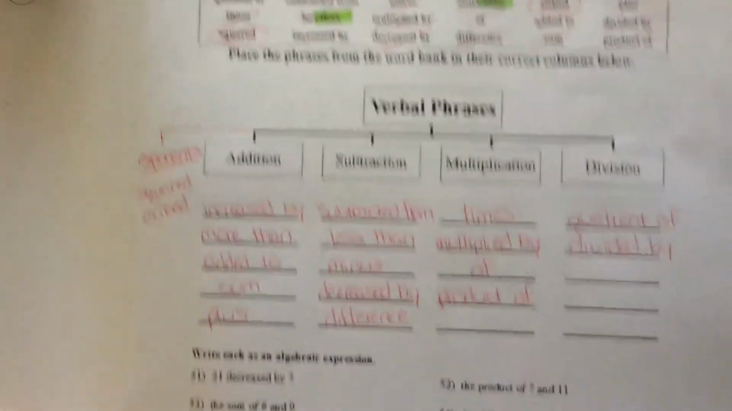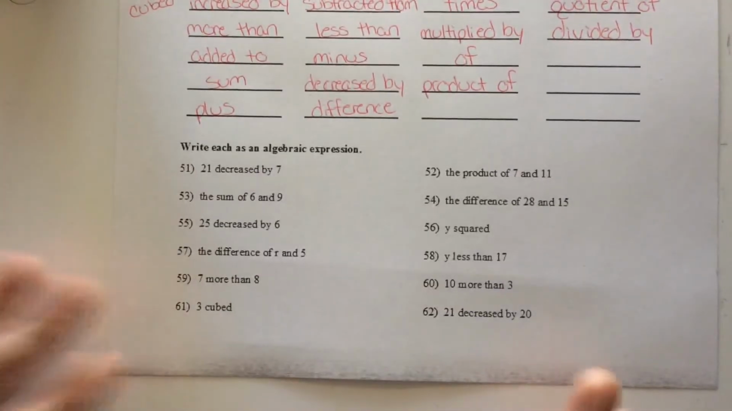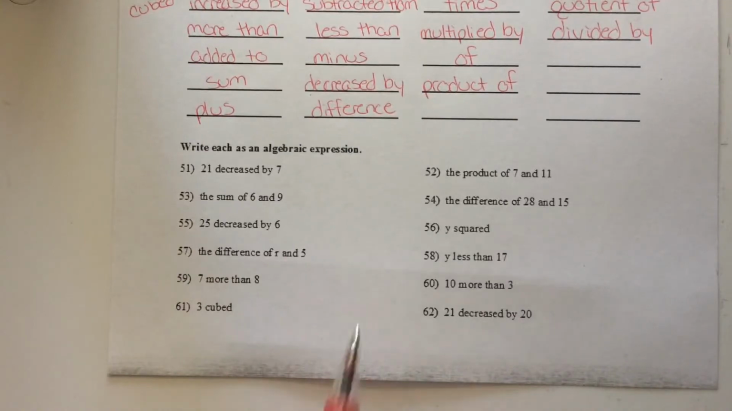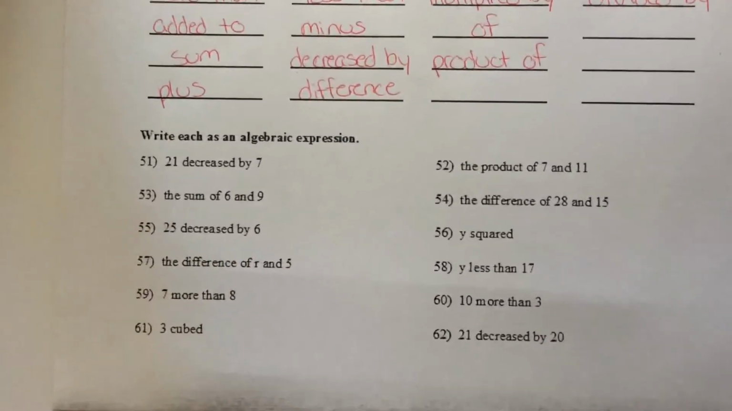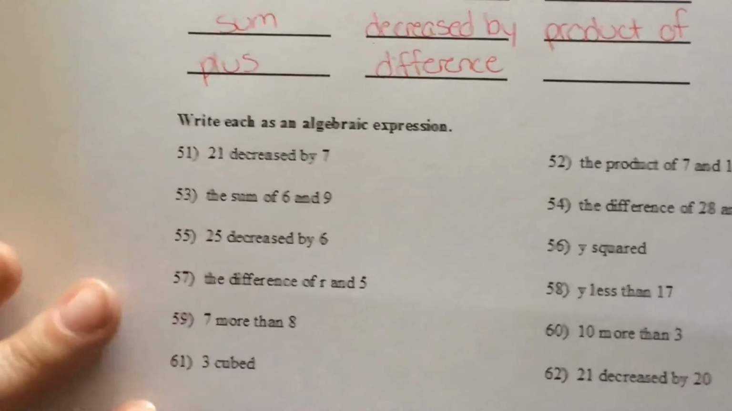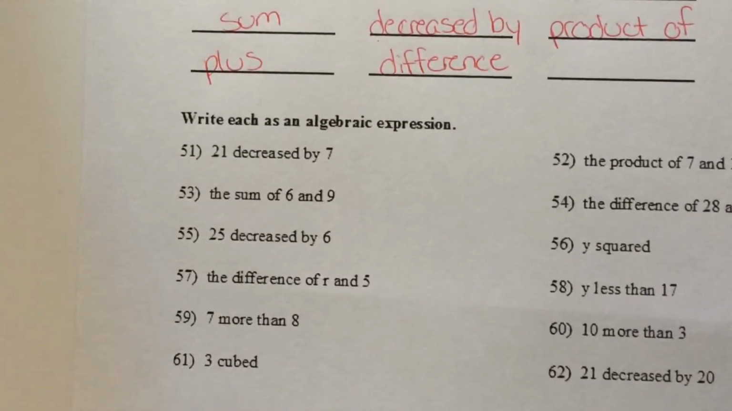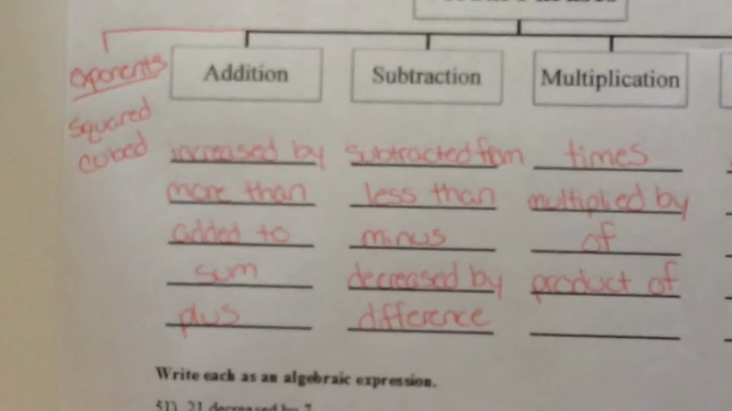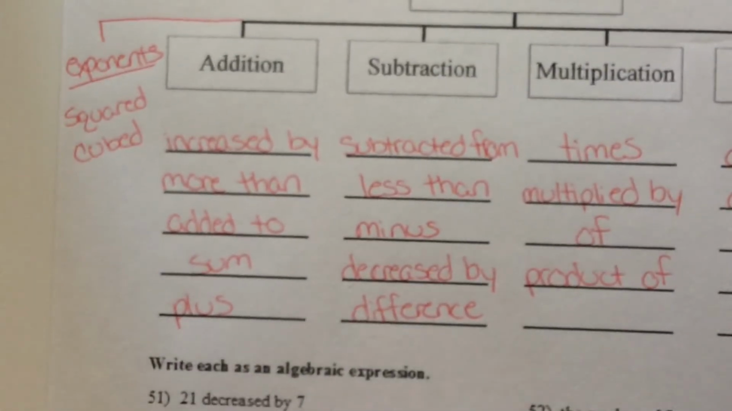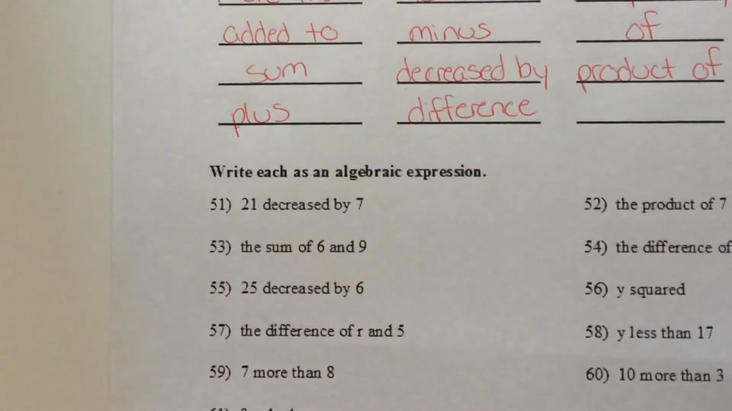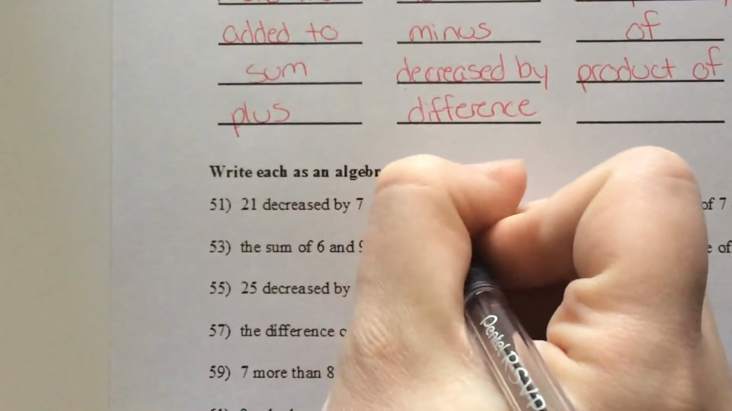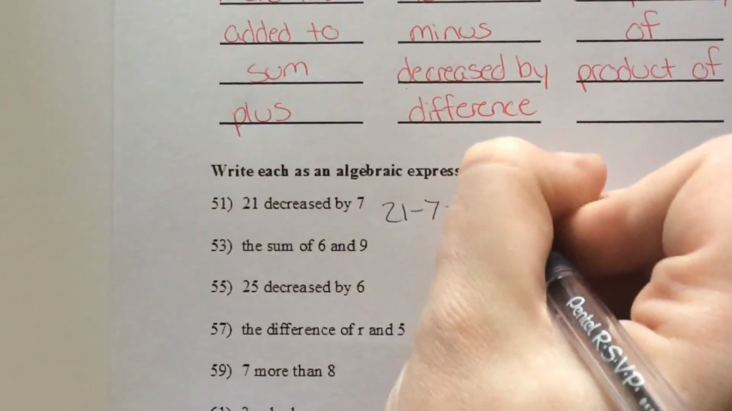Okay. We're ready to begin our examples. Write each as an algebraic expression. Okay, so here we have number 51, 21 decreased by 7. So what this means is you're going to go back up to the top of your page and find decreased by, if you don't already know, and it is part of subtraction. So this is going to be written 21 minus 7, which is 14.